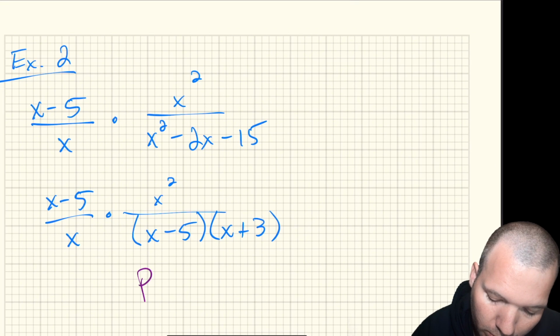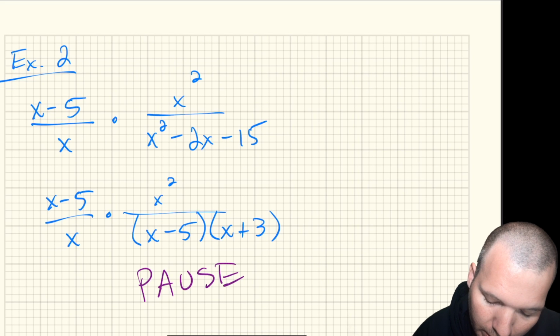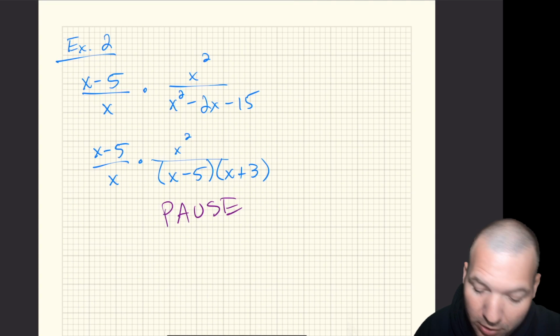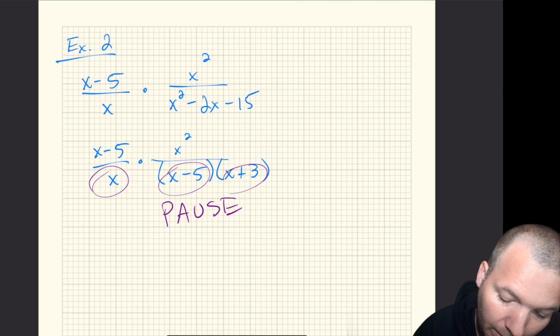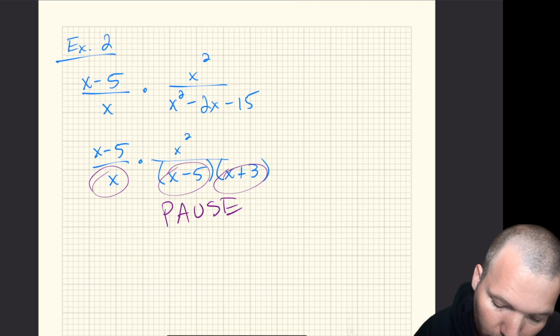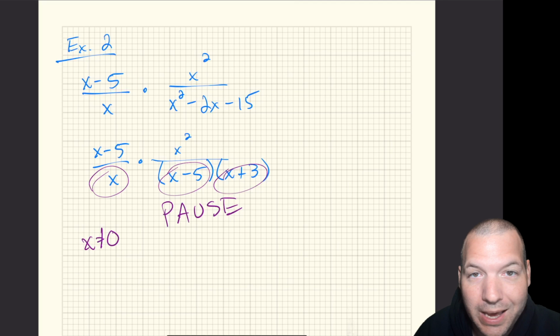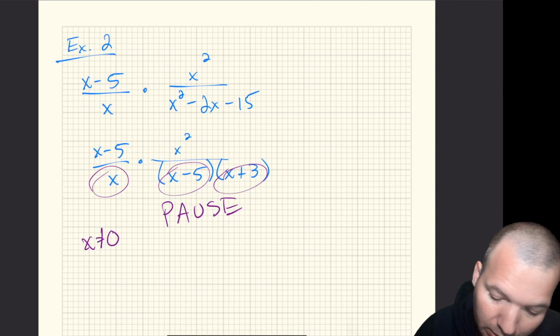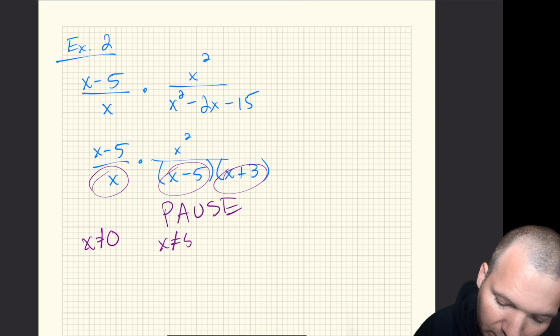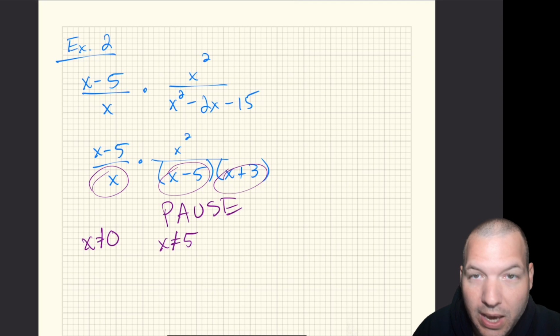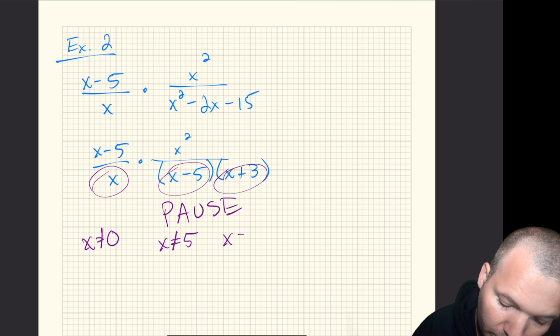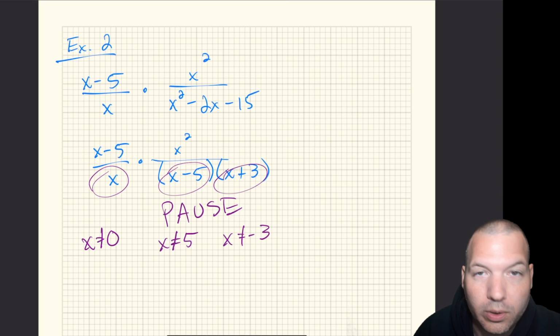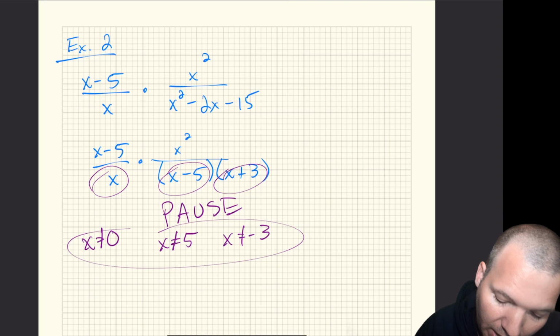Now, I am going to pause here, right? Because I need to do my excluded values. What would cause these denominators to be equal to 0? Well, in the case of x by itself, obviously, it's just 0. So x can't be 0. That has to be excluded. For x minus 5, that would be 0 when x is 5. So we can't let that happen. x plus 3 would be 0 when x is negative 3. So we can't let that happen. So we have 3 excluded values for this problem.